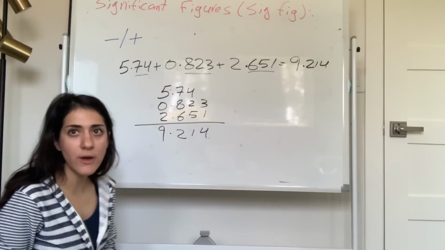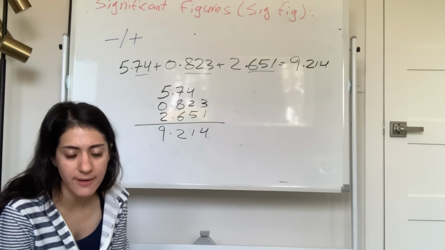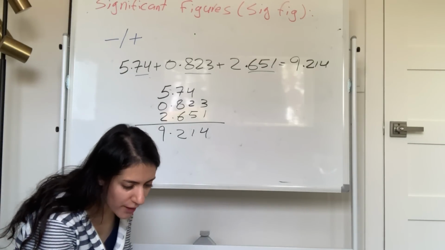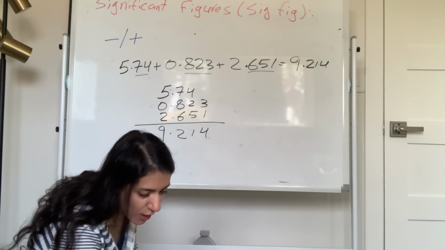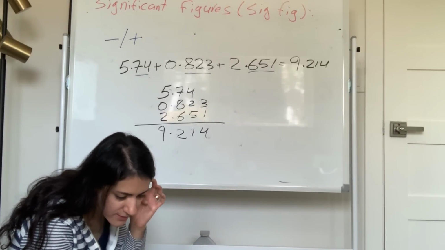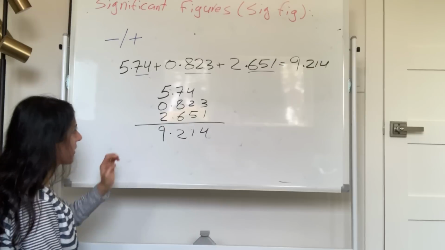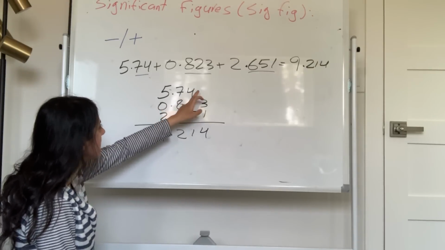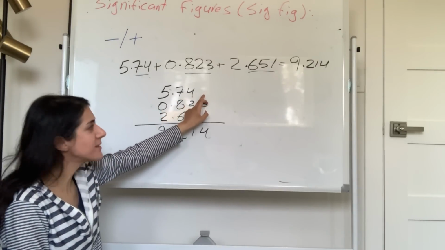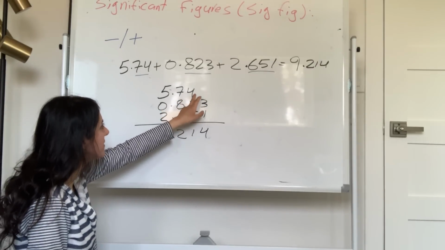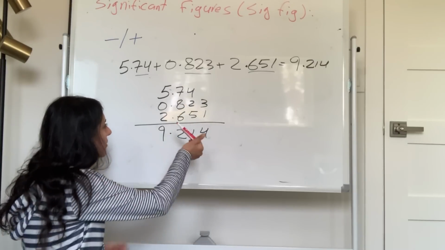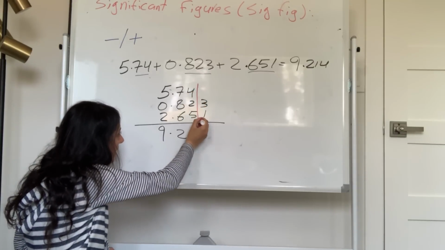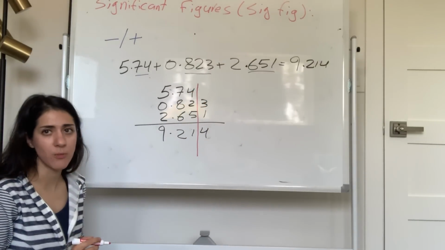Now, I want you to draw a line where things are not significant anymore. After the 4, there is nothing that is significant. So this guy is bringing you down. After the 4, nothing is significant. So I'm going to draw a line where things are not significant anymore.